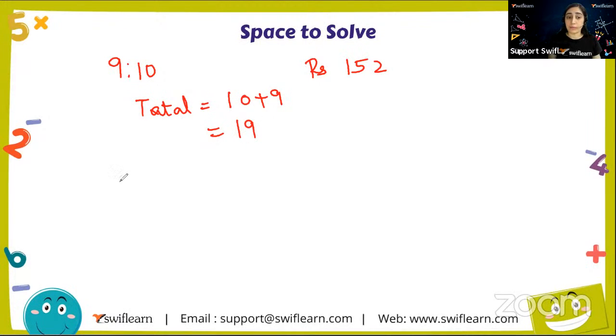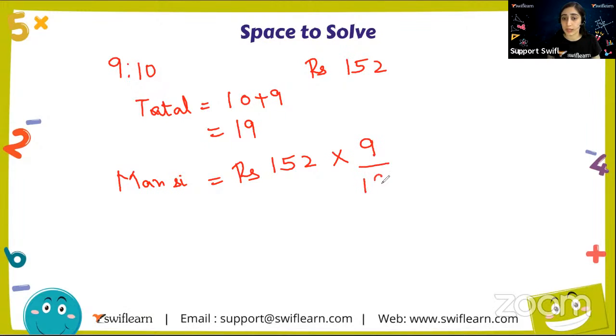So the amount that Mansi will get is rupees 152 into 9. The ratio is 9 upon the total 19. Are you getting this point? What is it? We have added both the ratios. We added 9 and 10 and made it 19. Why have we added? Because we know the ratio 9 is to 10. So 9 is for Mansi, 10 is for Himani. But we don't know the total amount out of how much proportion she's taking. Getting the point?